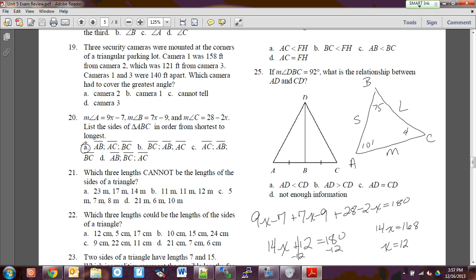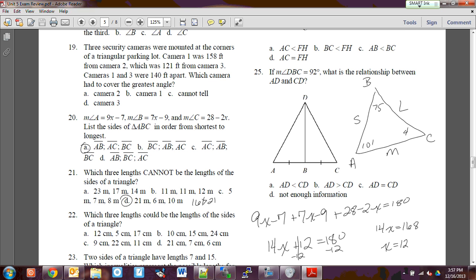Number 21. Which of the three sides cannot be the lengths of the sides of a triangle? Remember, the easiest way to do this, find the two smallest sides, add them together. They have to be greater than the third side. If they're equal to or less than, it will not make a triangle. So 17 and 14 is greater than 23. 11 plus 11 is greater than 12. 5 plus 7 is greater than 8. 6 plus 10, ooh, that's not greater than 21. So that's why our answer is D, because 16 is not greater than 21.